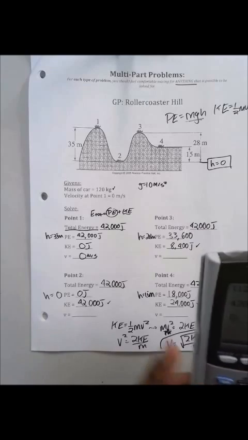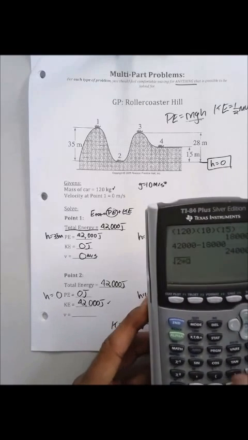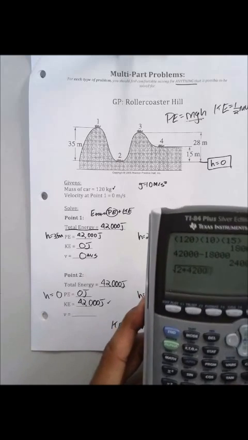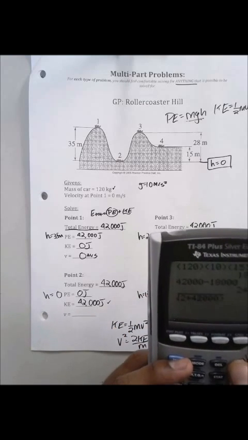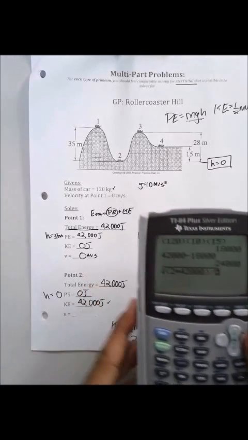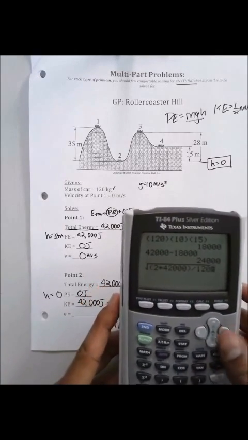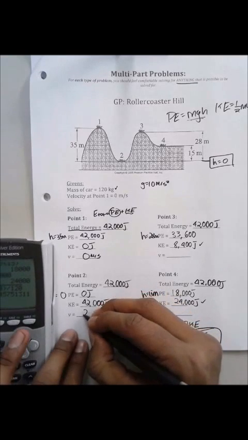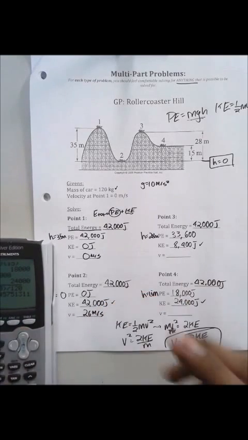Alright, so for each of these, all I need to do now is just multiply the kinetic energy that we have times 2, and then divide by the mass. That is correct. So divide by the mass, which is 120. So for number 2, the velocity should be around 26 meters per second, 26.5.